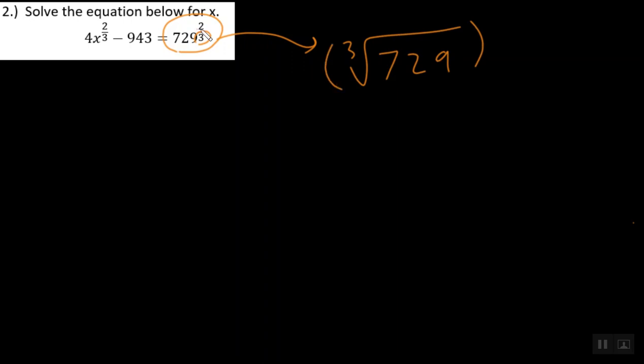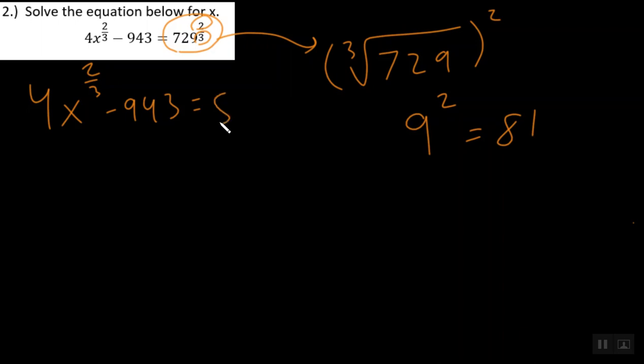Okay, for example 2, we have 4x to the 2/3 minus 943 is equal to 729 to the 2/3. Okay, the first thing we want to simplify is this problem on the right, using the tools from our level 2 video. So notice the denominator is a 3, so we want to take the cube root of 729. And the numerator is a 2, so we're going to square that. Now once again, you could use a calculator, and the cube root of 729 is 9, and now we have 9 squared. And 9 squared is equal to 81. So our equation is 4x to the 2 over 3 minus 943, and that's equal, of course, to 81.